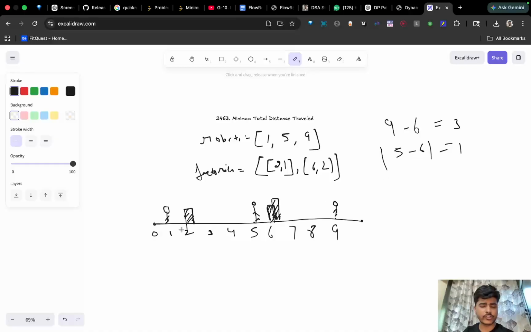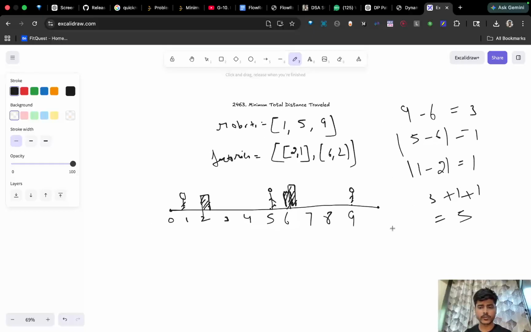And the robot at position number 1 needs to travel to the nearest factory at position number 2, because the factories at 6 have already fixed robots 5 and 9. So the only option for the robot at 1 is the factory at 2. So the robot at position 1 needs to travel to the factory at position number 2, to get an answer of 1. So the total answer for this problem is going to be 3 plus 1 plus 1 equals 5.